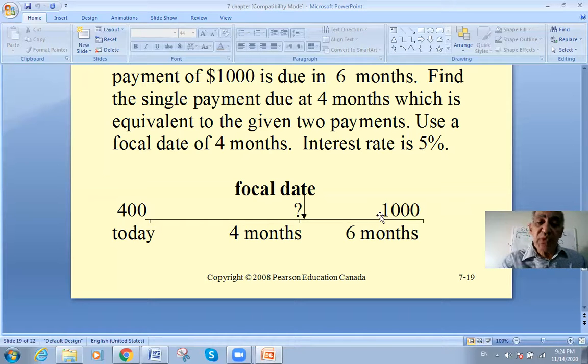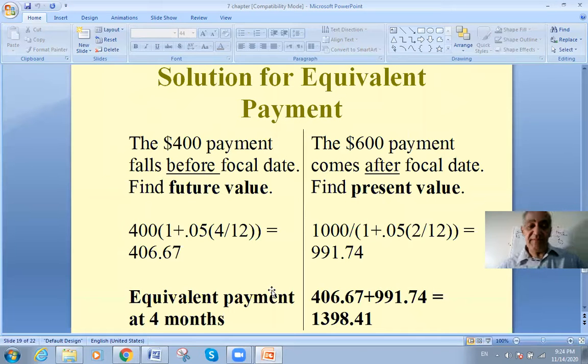So let's first do the first part, which is the $400. I want its value after 4 months. It's easy, it's not a problem. Let's go and see. Here we have $400, and you want the amount at 4 months. This is the focal date.